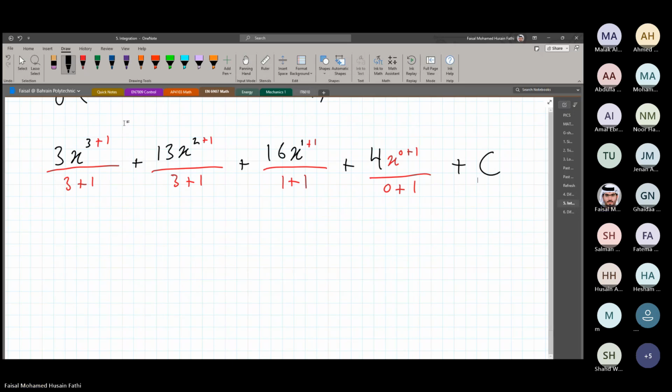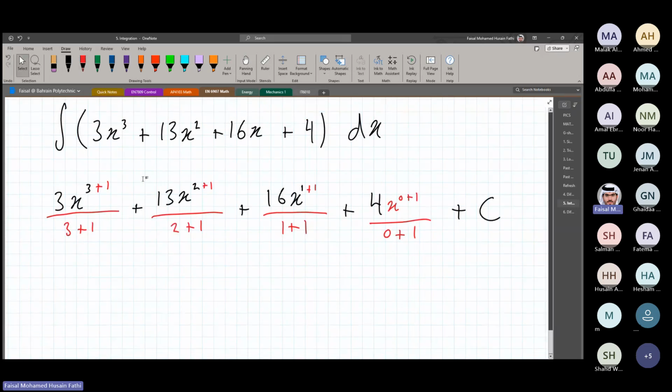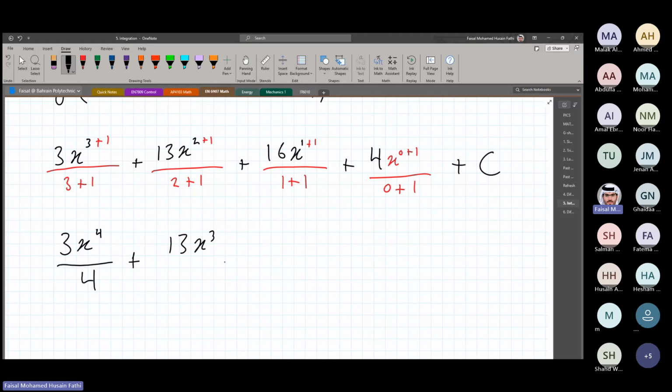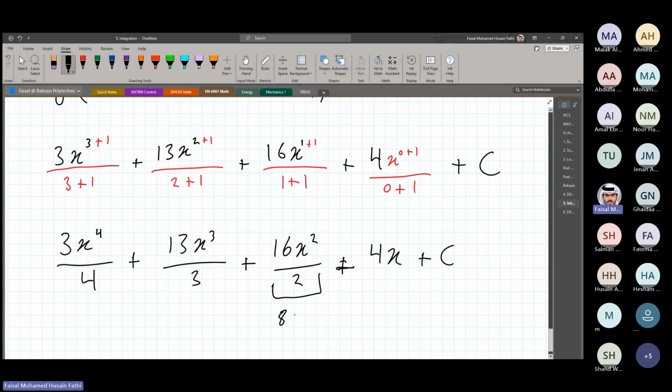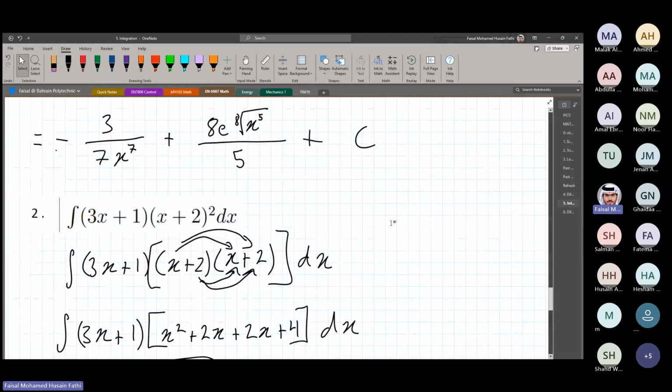Simplify this. 2 plus 1. And then we simplify this. 3x to the power of 4 over 4, plus 13x cubed over 3, plus 16x squared over 2, plus 4x plus c. Again, if you want, you can simplify this. This becomes basically 8x squared. Okay? And that's it. That's your final answer. This is the integration of this formula or this equation. All right?